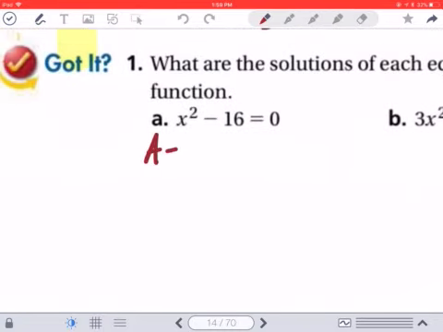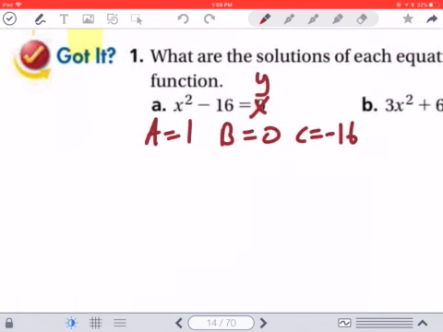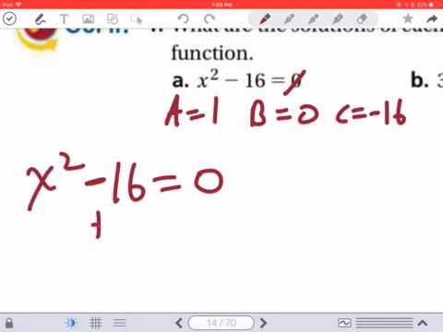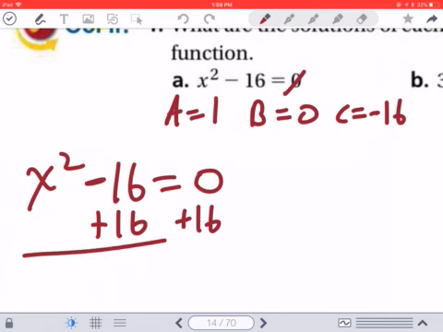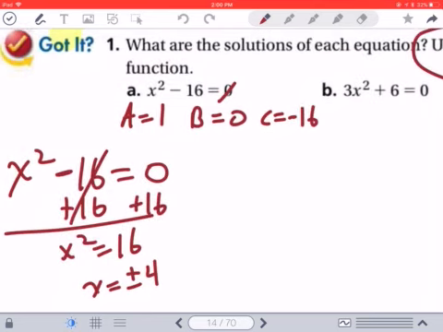First of all, the a value is 1, the b value is 0, and the c value is negative 16. I can just make this a y right here if I wanted to graph it. I'm going to solve this. x squared minus 16 equals 0. Add 16, and I get x squared equals 16. So I get x equals plus or minus 4. So the solutions are 4 and negative 4.